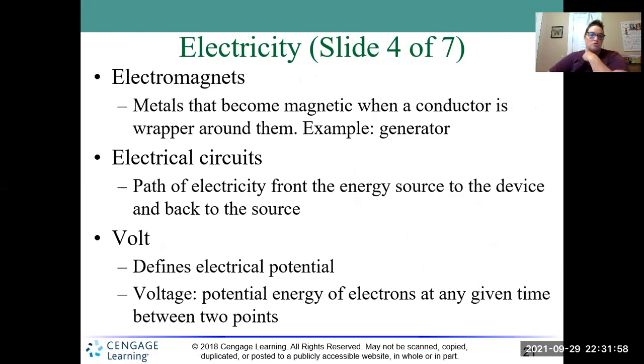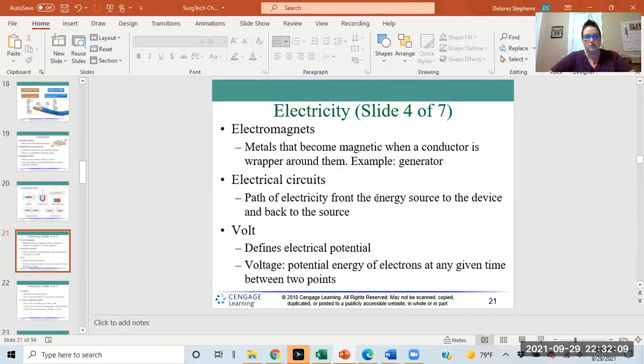And then the electrical circuits, this is the path of the electricity from the energy source to the device and then back to the source. And I'm going to show you a picture of that.